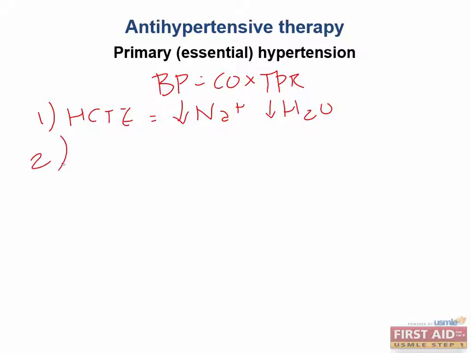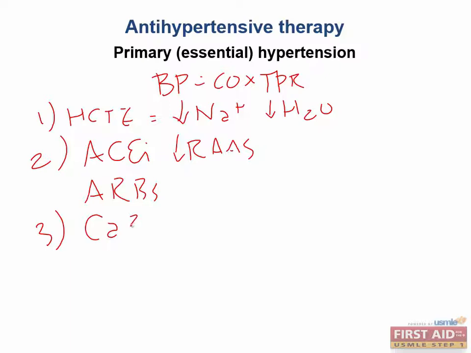Number 2, we give ACE inhibitors because we want to decrease the activity of the renin-angiotensin-aldosterone system. We can also give angiotensin receptor blockers to decrease angiotensin II's vasoconstrictive effects if the person is having a cough secondary to the ACE inhibitors. Number 3, we give calcium channel blockers. Why are calcium channel blockers used? Well, they're used to antagonize vascular smooth muscle cell contraction. We want to decrease vascular smooth muscle tone because we want to drop the total peripheral resistance.